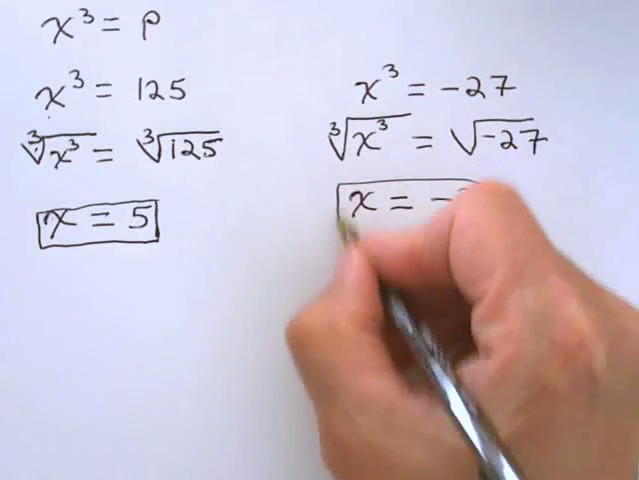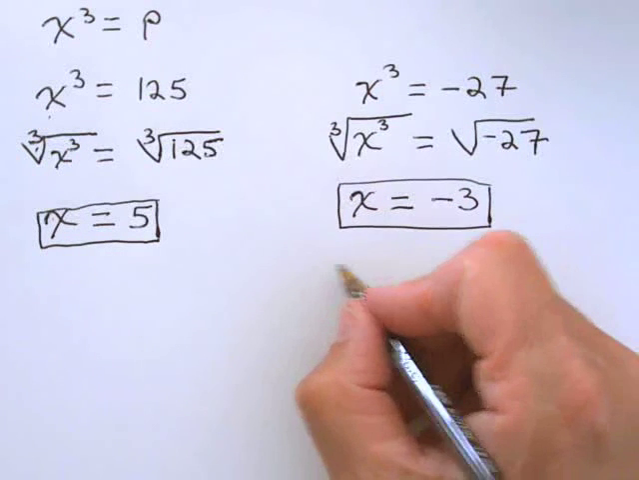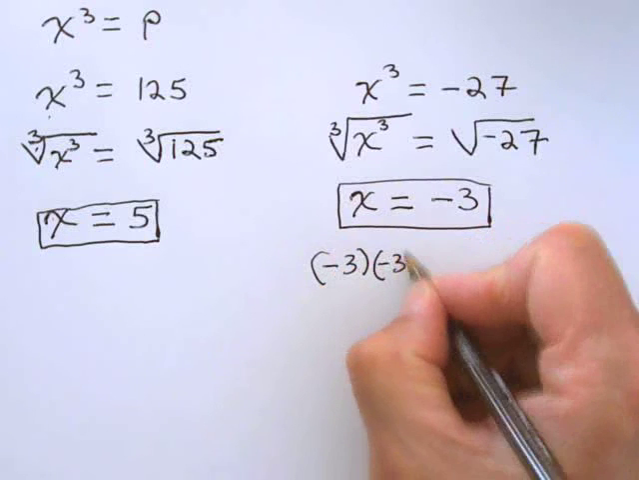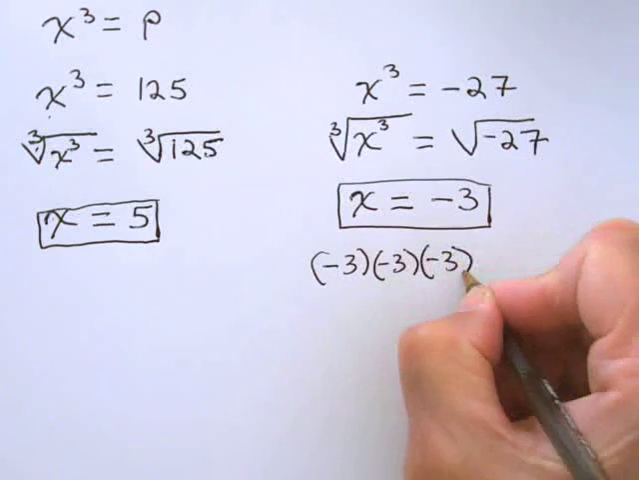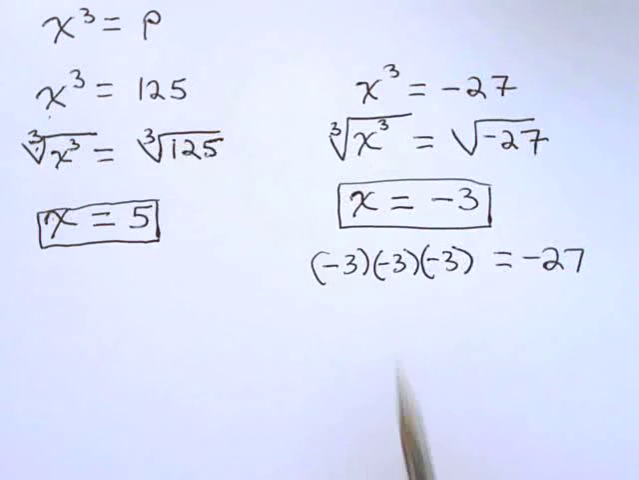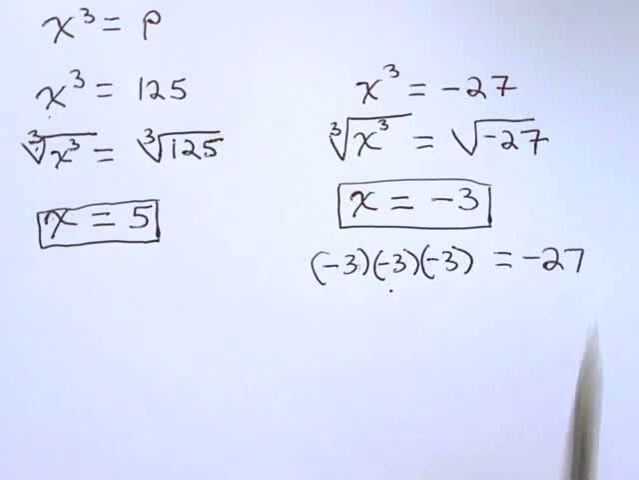Let me show you. Box my answer first. Negative 27 is the same as negative 3 multiplied by negative 3 multiplied by negative 3. And that's going to equal negative 27. Negative 3 multiplied by negative 3 would be positive 9, and positive 9 multiplied by negative 3 would be negative 27. I think this is a good example of why cube root problems only have either a positive or a negative answer, not both.